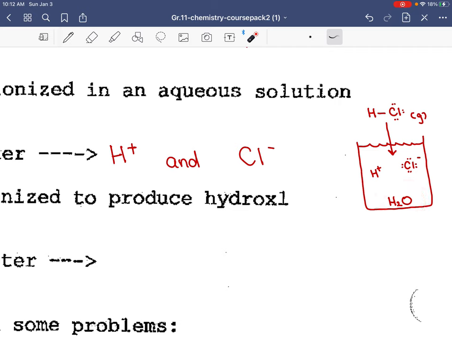Arrhenius, that dude who looks like a wrestler, says if you put HCl or any other acid, it could be sulfuric acid, nitric acid, acetic acid, you put that in water, you get H plus. That's what he says.